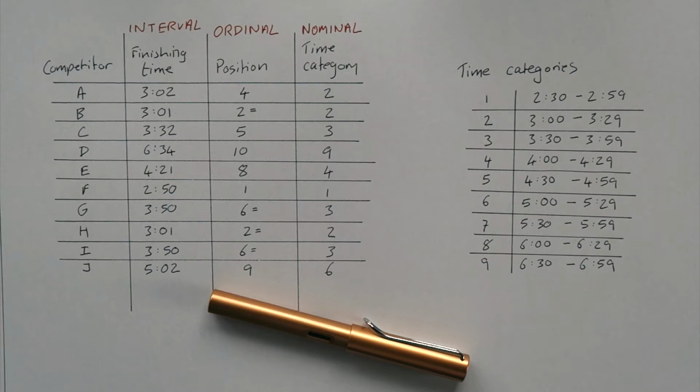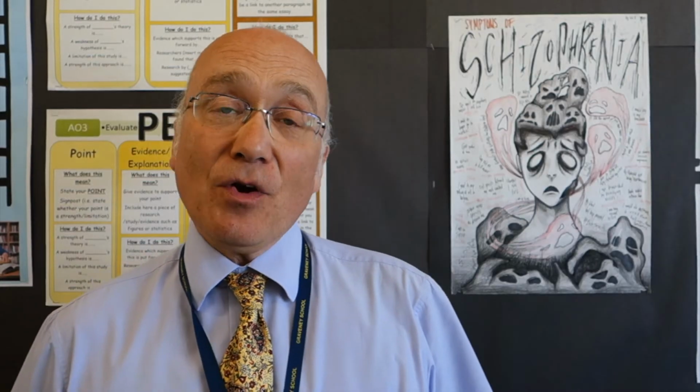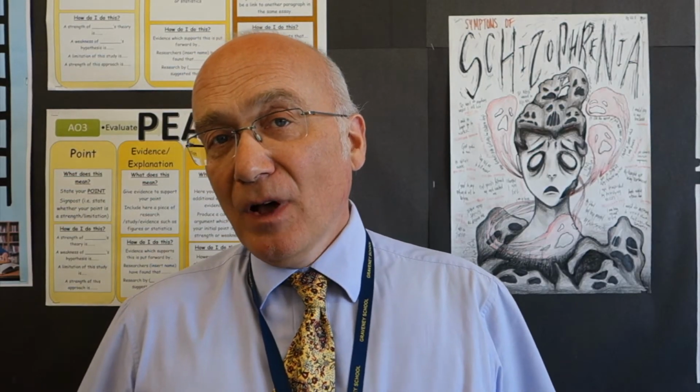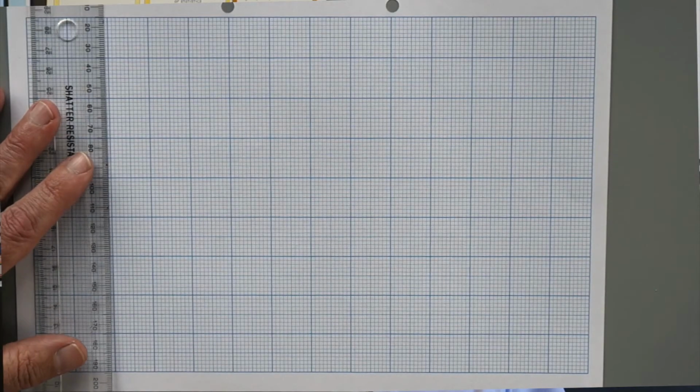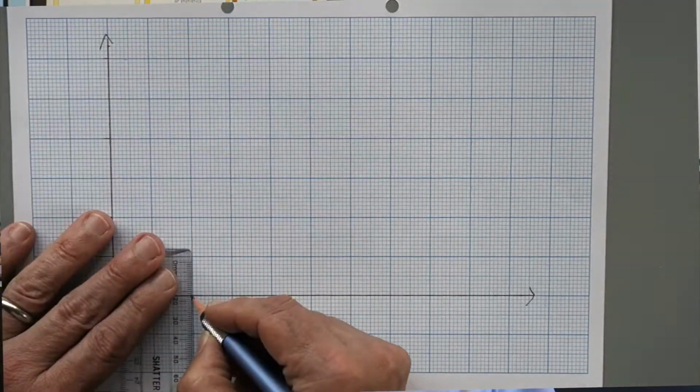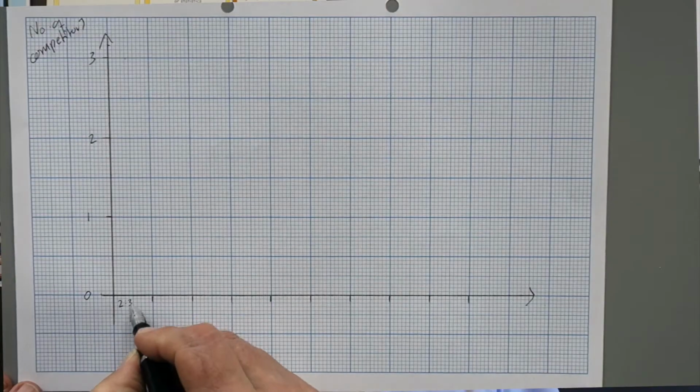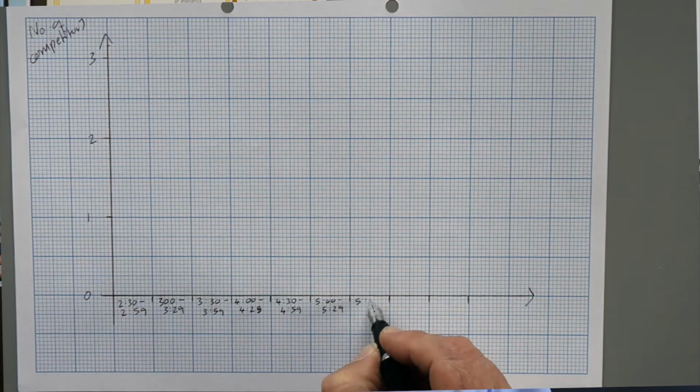Okay, so once I've got this data, I can draw a histogram. And on this histogram, I'm going to have the number of competitors, the frequency of competitors on the y-axis, and on the x-axis I'm going to have the time categories, the finishing times in minutes and seconds that I worked out a moment ago.